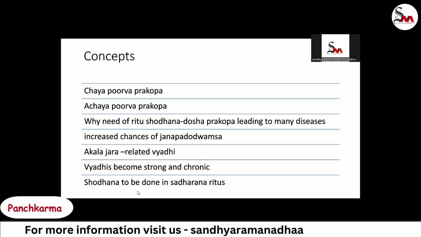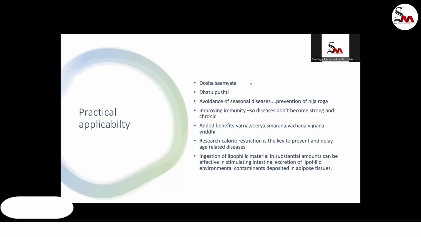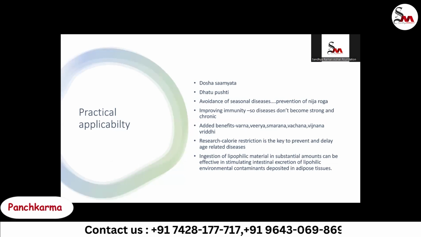And as I told, Shodhana is to be done in Sadharana Ritus. So let me explain what happens when we do this Ritu Shodhana. Okay, so first is Dosha Samyata. When we do Vamana in Vasanta, we are removing that excess Prakupita Kapha.